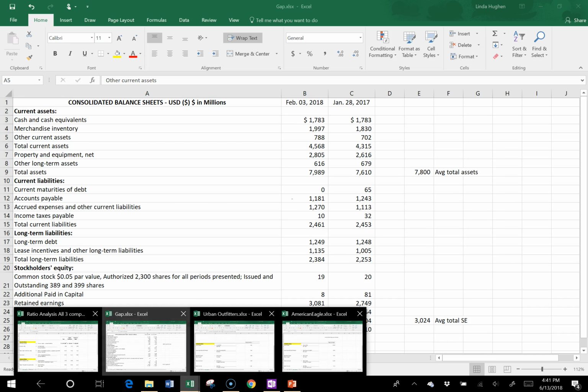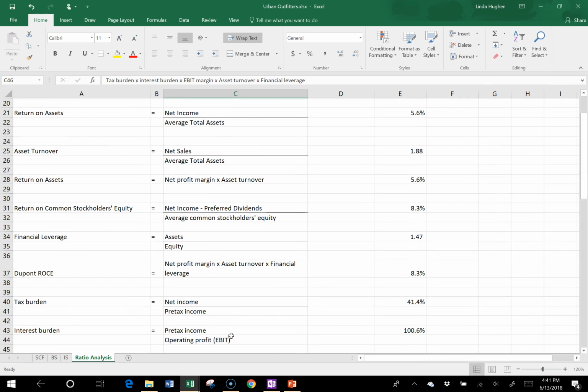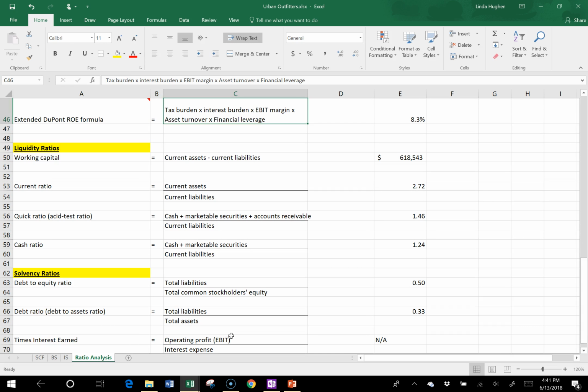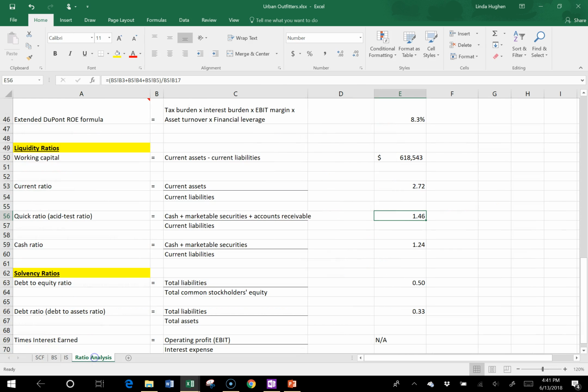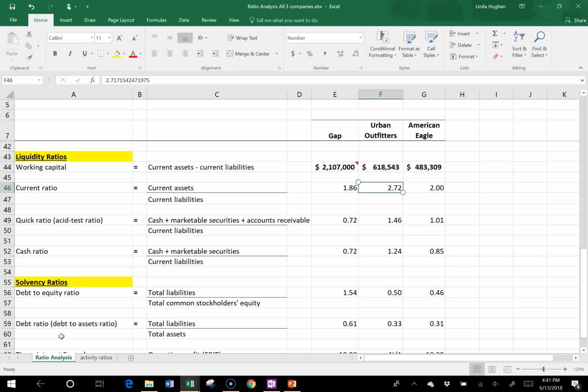Just for comparison, let's look at Urban Outfitters' quick ratio and see what their balance sheet looks like with current assets. Urban Outfitters has cash, has marketable securities, and has accounts receivable. So we're going to sum up these three items as the numerator, ignore the inventory, ignore prepaid expenses and other current assets, and compare that to total current liabilities. So for Urban Outfitters, we see that the quick ratio is significantly lower than its current ratio, whereas for Gap, we see no difference. Let's look at all three companies together.